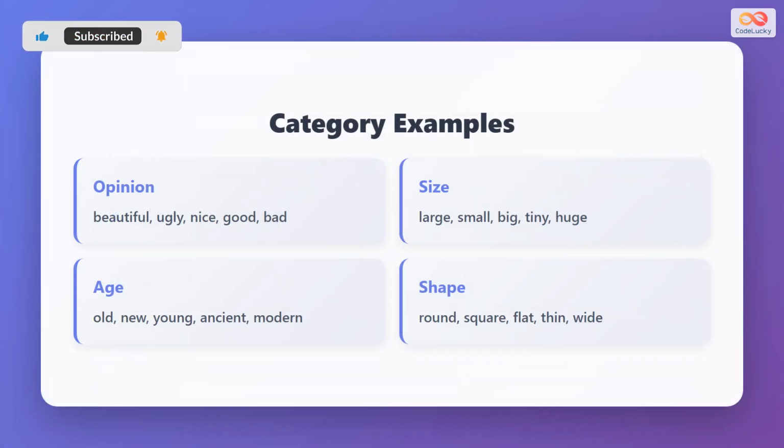Let's look at examples for each category. For opinion, we use words like beautiful, ugly, nice, good, or bad. These express what we think or feel. For size, we use large, small, big, tiny, or huge. For age, we say old, new, young, ancient, or modern. And for shape, we use words like round, square, flat, thin, or wide.